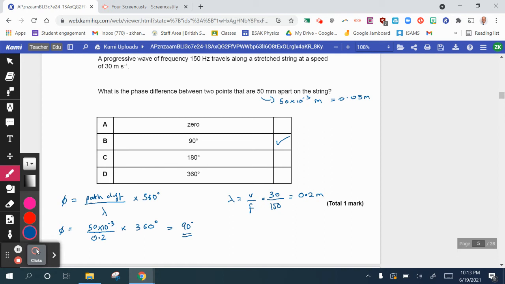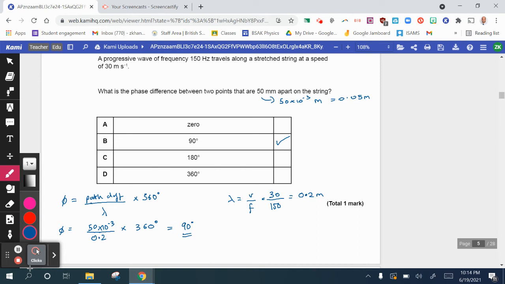It is going to be important because we're trying to find out the phase difference between 2 points that are this distance apart. So we know that the phase difference phi is equal to the path difference over the wavelength, so the fraction that this is compared to the wavelength, times 360, and that will give us the phase difference between those 2 points. That there is the path difference, the distance between 2 points, 50 millimeters.